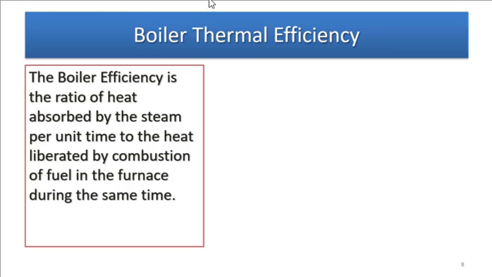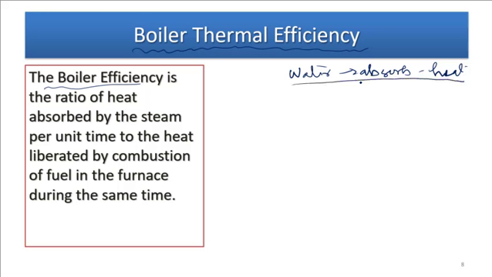Now another performance parameter of a boiler is boiler thermal efficiency, or you can say thermal efficiency of the boiler. So boiler efficiency is the ratio of heat absorbed by the steam per unit time to the heat liberated by the combustion of fuel in the furnace. Water absorbs heat, and this heat is transferred from the furnace or combustion chamber to the water. And in the furnace, heat is generated by burning fuel.